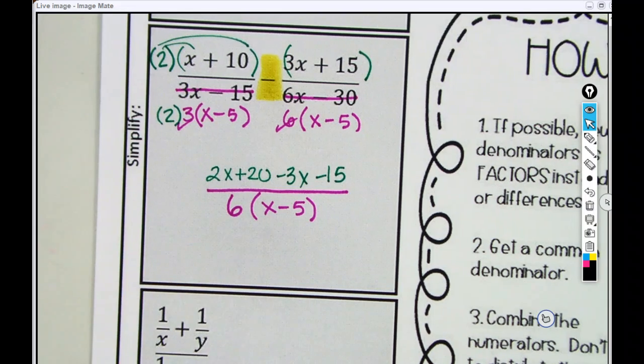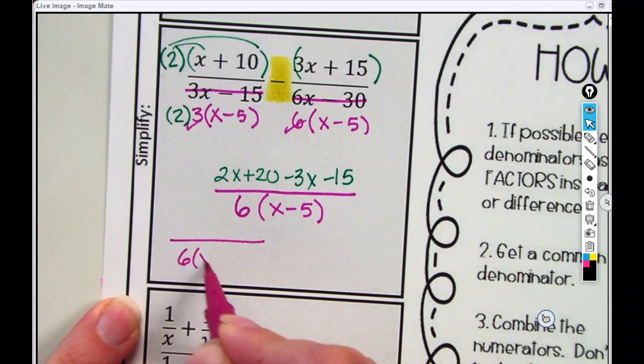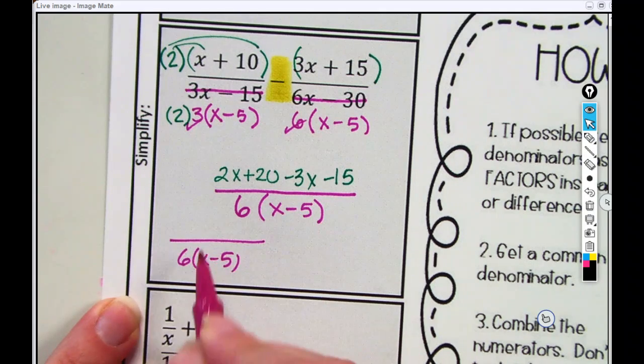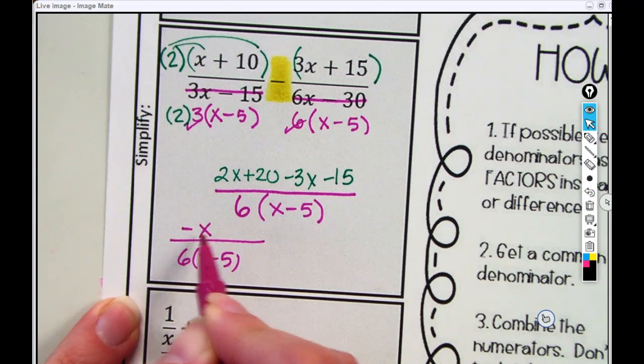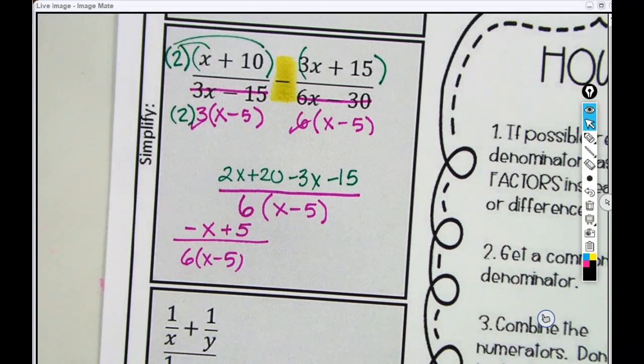Like terms, what do we have? 6x minus 5. 2x minus 3x is negative x. And then I have plus 5. Now this is where it gets mean. You type that in, and it's wrong. Can anybody see why?